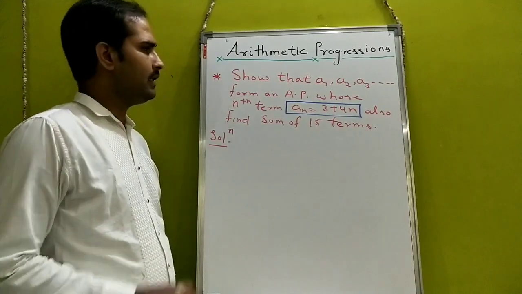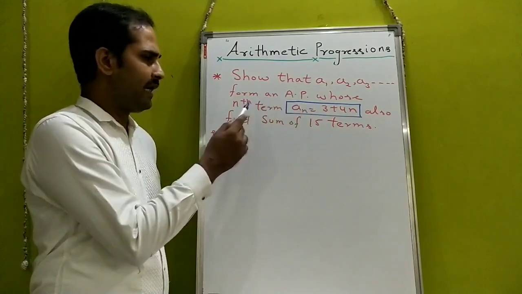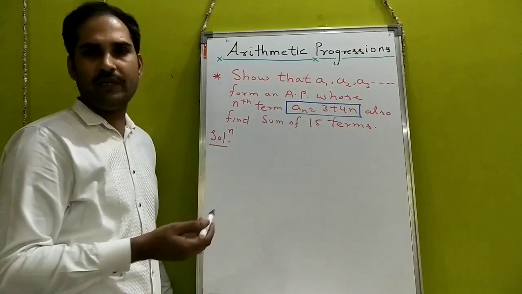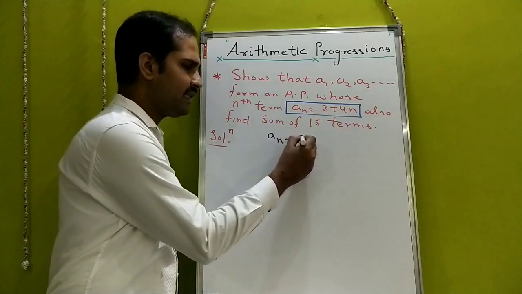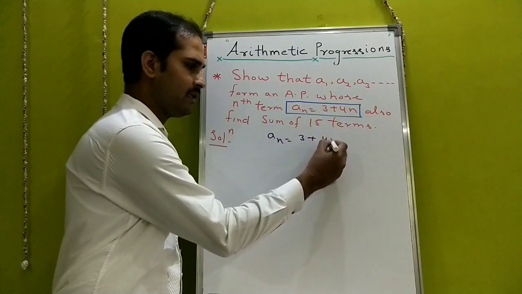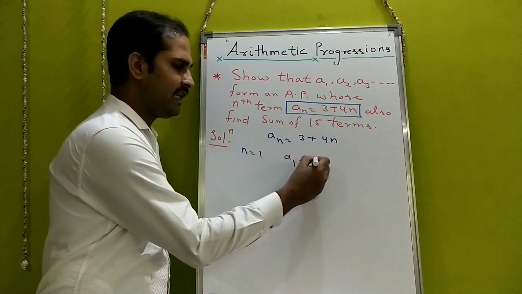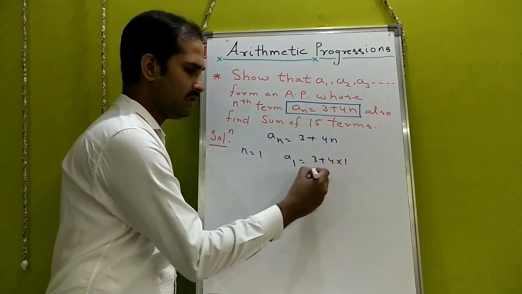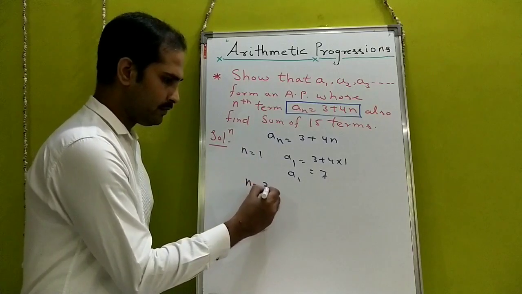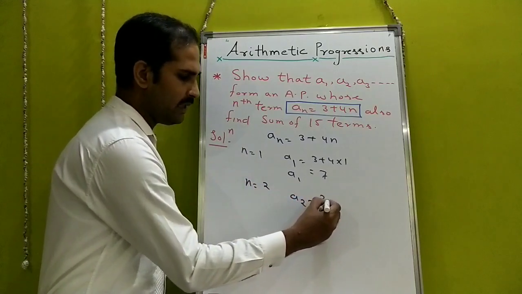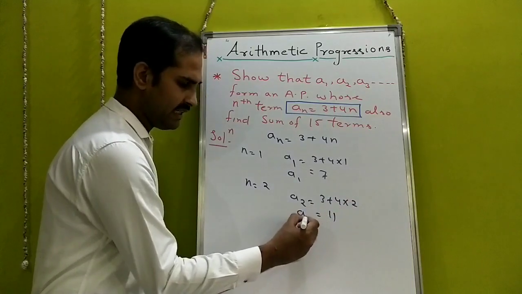In the next question, we have to show that A1, A2, A3 form an AP whose nth term is 3 plus 4n, and also we have to find the sum of 15 terms. Here the expression for the nth term is 3 plus 4n. Now putting n equal to 1, A1 is 3 plus 4 into 1, so the first term is 7. Now putting n equal to 2, A2 is equal to 3 plus 4 into 2, that is 8, 8 plus 3, 11. So the second term is 11.